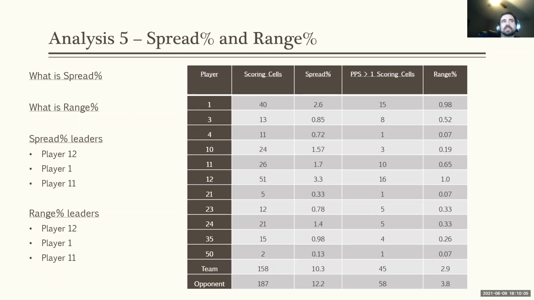And you can see the spread leaders are number 12, number 1, and number 11. Same with the range percentage, but these are also the players that attempted the most field goals. And if you remember from true shooting, player 3 and 23 were the most efficient on true shooting, but they're not on here at all because they have low scoring cell output, with number 3 having 13 scoring cells and number 23 having 12, compared to 51 for player 12.